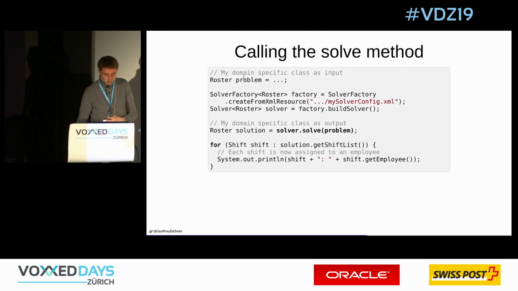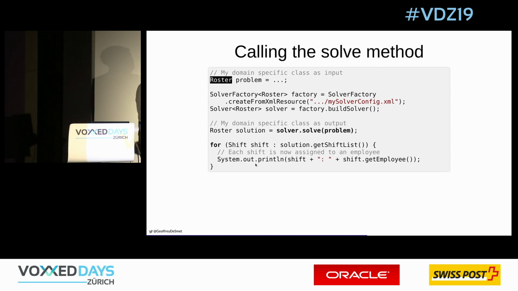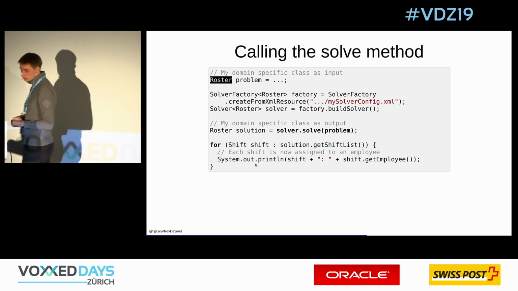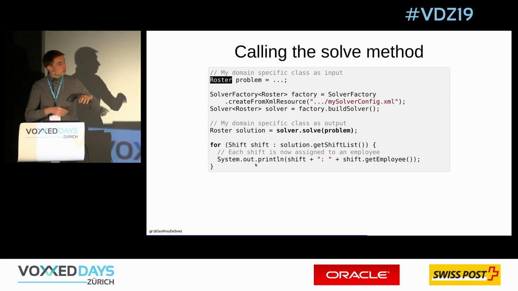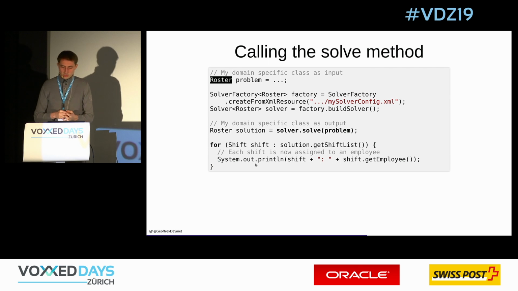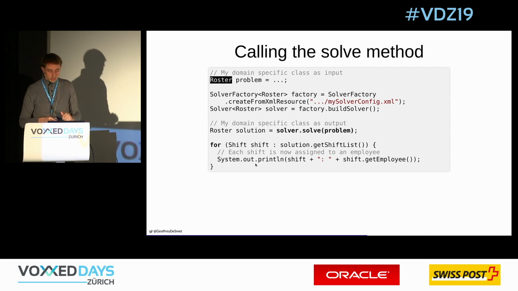So we have our problem, right? This is my domain. So the user defines that this is a roster, right? And you can call that foo, or you can call it whatever you want. You can model that in whatever way you want, but then of course you have to, I'll show that in a minute, add some annotations so OptaPlanner understands it.